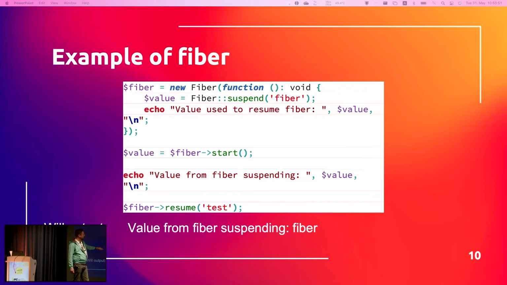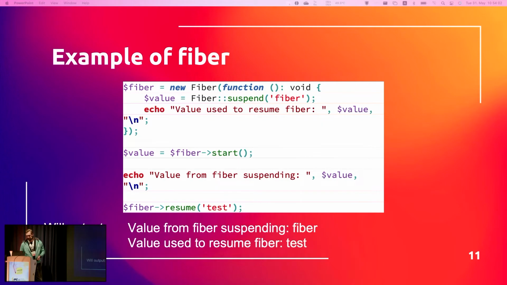And the next line, what we are doing, we are resuming the fiber that was suspended before. And the output of that execution will be a test. So the value used to resume the fiber was test. So we went back to our fiber, we ended up here, and we got our output.